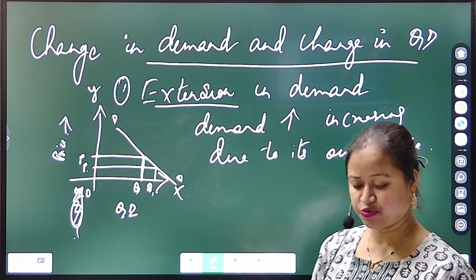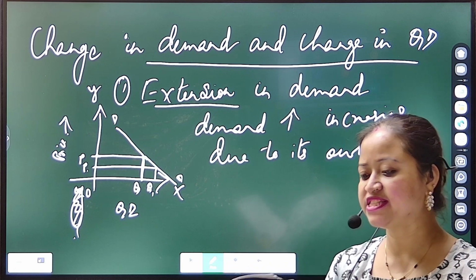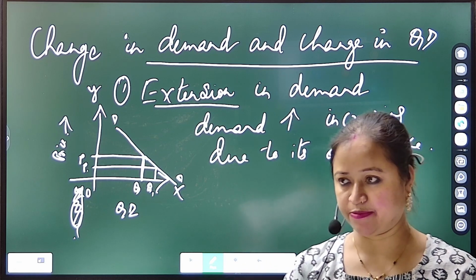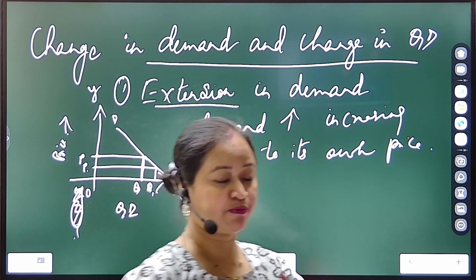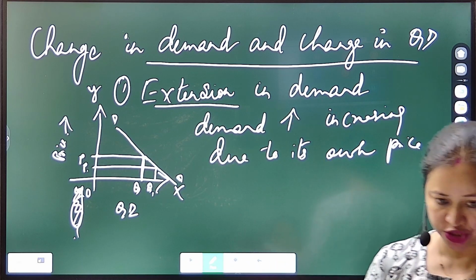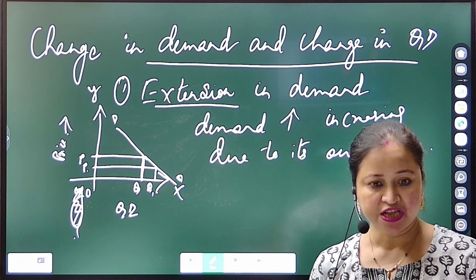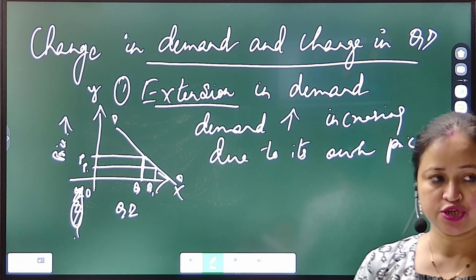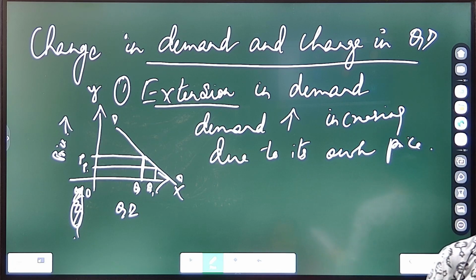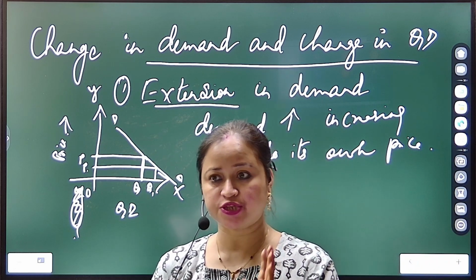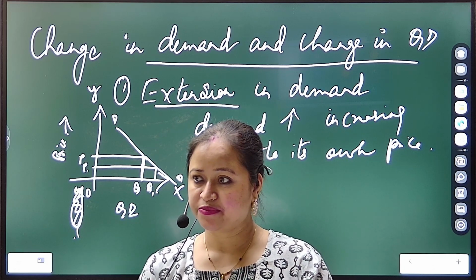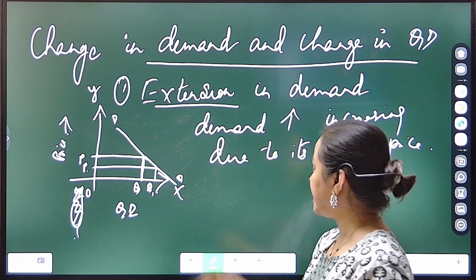It is sloping downwards. So here you can see all the other things remain constant. What do other things mean? We are talking about other factors like prices of related goods, population, and income of the person. When other things remain constant, we are not talking about other factors. We are talking about only price. So when demand changes because of its price, that may be a case of extension in demand or contraction in demand. Now we are talking about extension in demand.